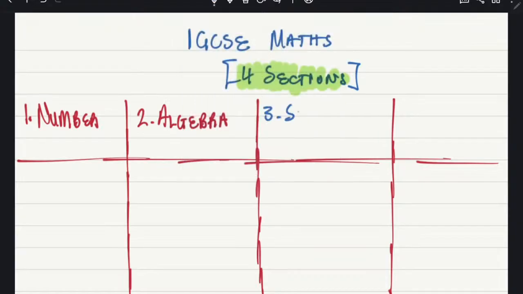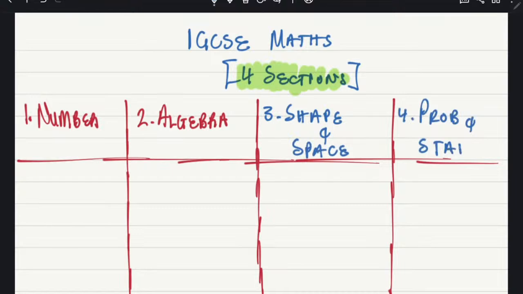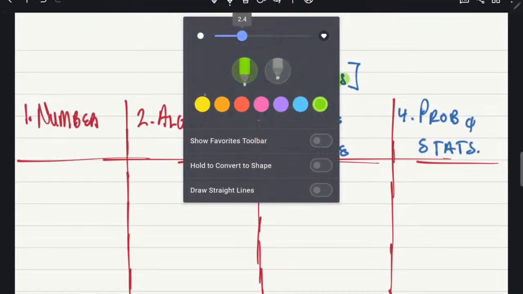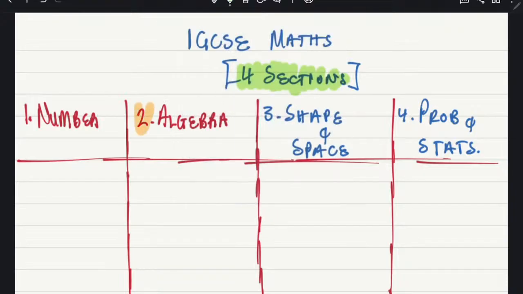Section 3 is shape and space. We'll look at this unit. It's very important and very big as well. Then we know we have probability and statistics as well. So look at this. We are analyzing unit 2, which is algebra. This is actually the biggest unit when it comes to the marks that it will give you in the exam. We are going to do questions on functions.